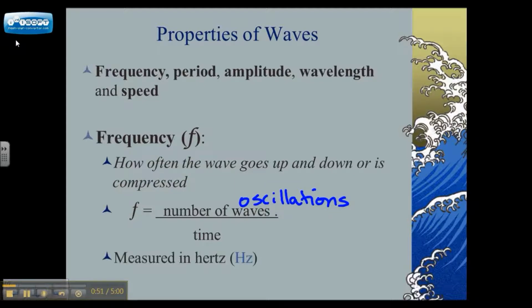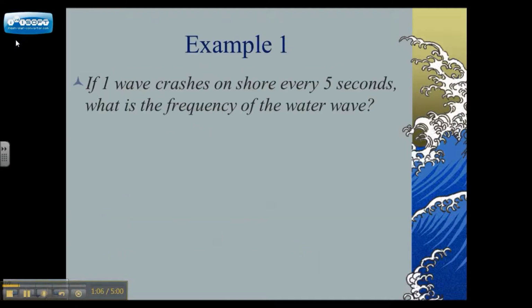This is going to be measured in hertz, where hertz is, again, named after someone, and so it's 1 hertz, 2 hertz, 3 hertz. And hertz is actually specifically 1 over seconds, so your time will always have to be in seconds. So our first example is how to find frequency.